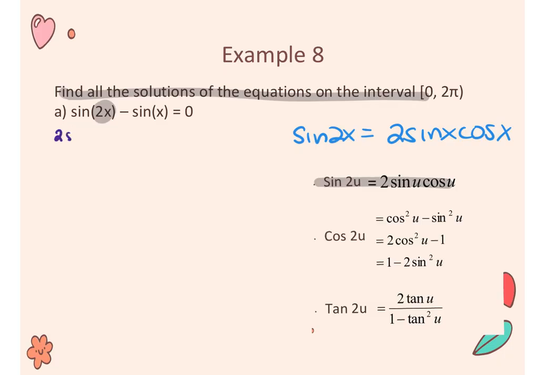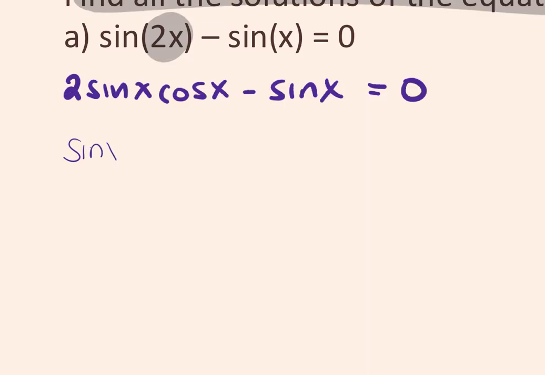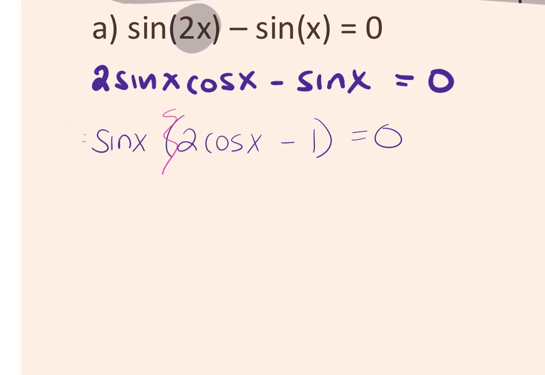So I get 2 sine x cosine x minus sine x equals 0. Now what? Factor out my sine. So I'm going to take the sine out: sine x times 2 cosine x minus 1 equals 0. And then split and solve. I can't factor it further, so the left side is sine of x equals 0, and the right-hand side, 2 cosine x equals 1, and cosine x equals 1/2.